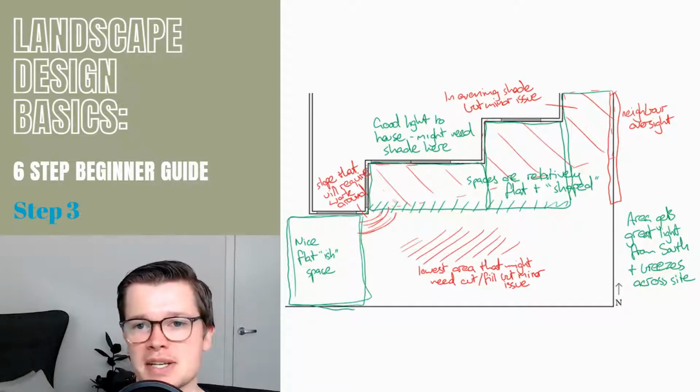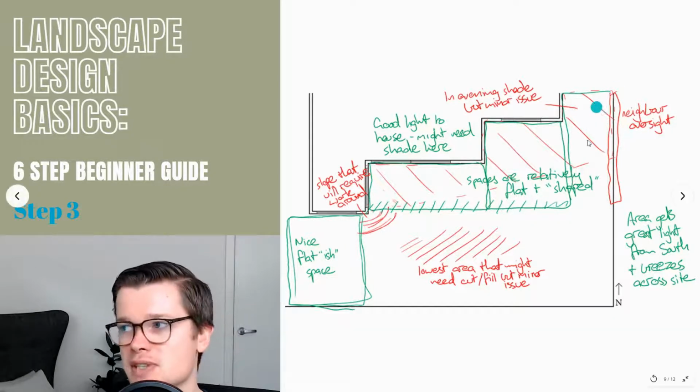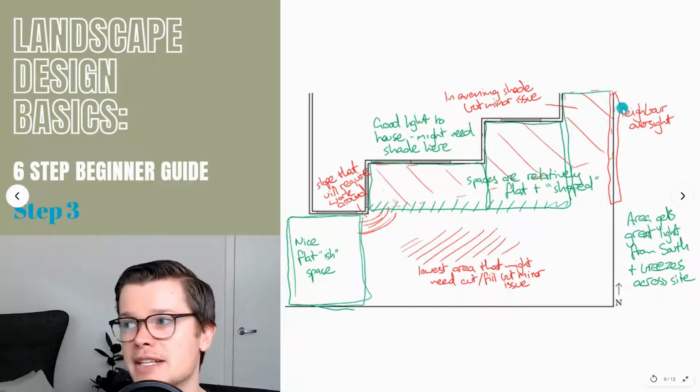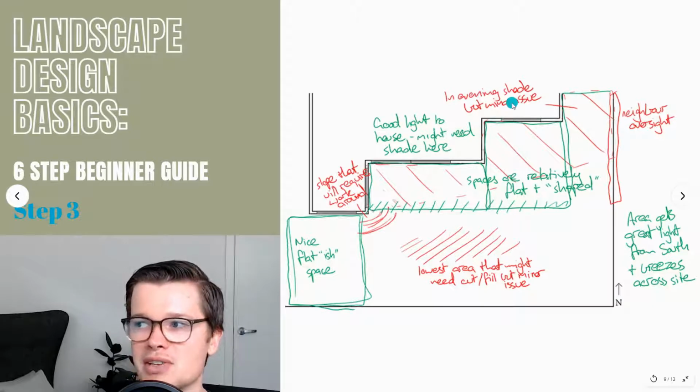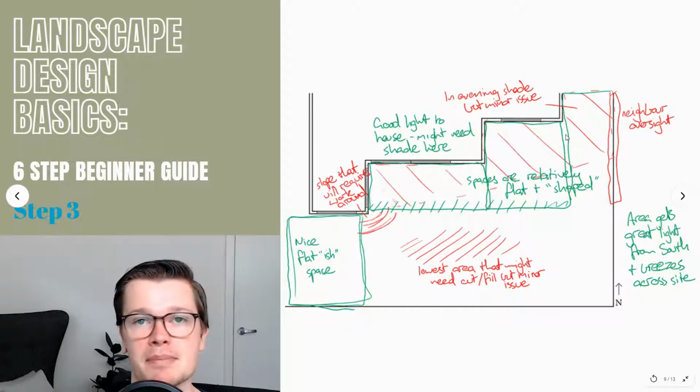So one thing I noted in my site analysis is that we have neighboring oversight kind of in this area here, and that's approximately the area they can look out into. There's also evening shade. Again, I noted here it's a really minor issue. Maybe you wouldn't want to put an entertaining area there, for example. This is how simple site analysis can be.